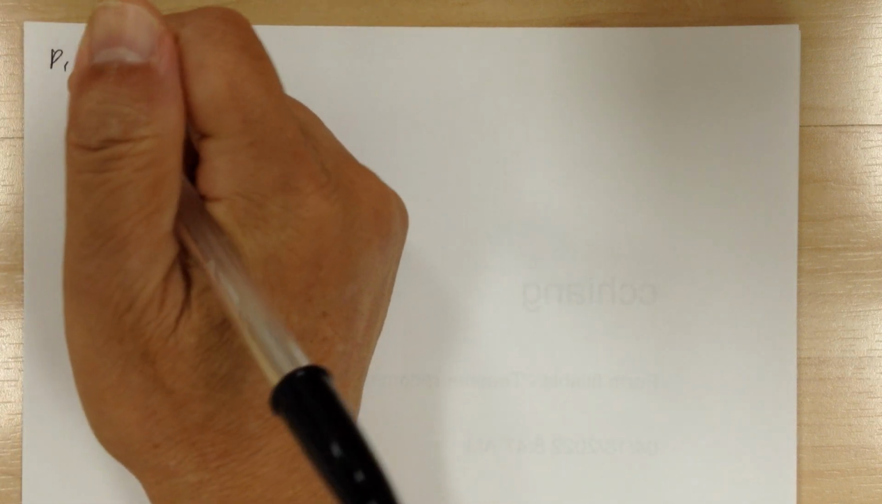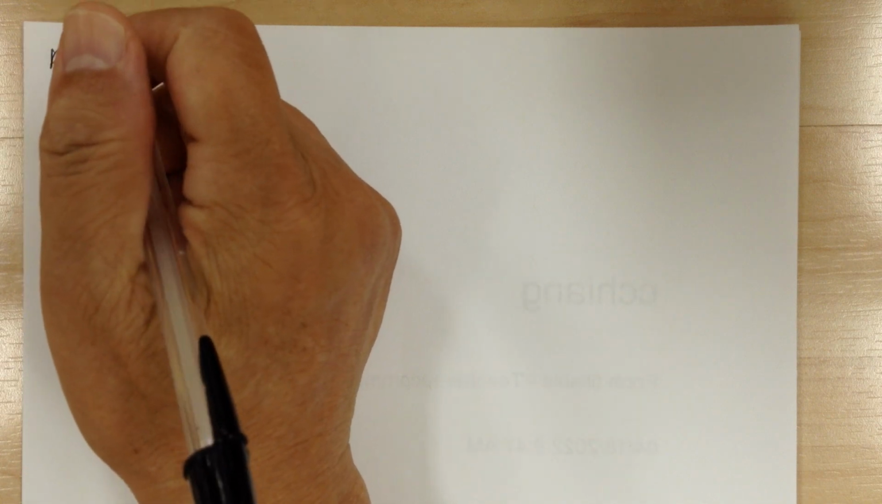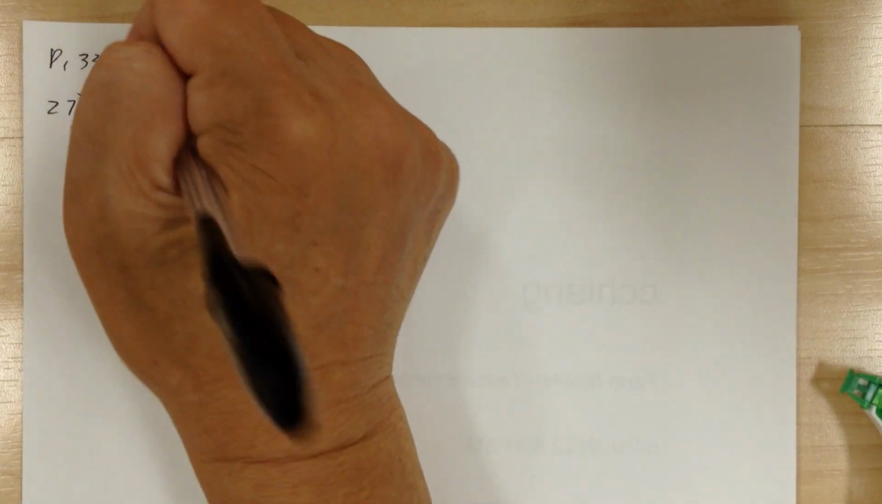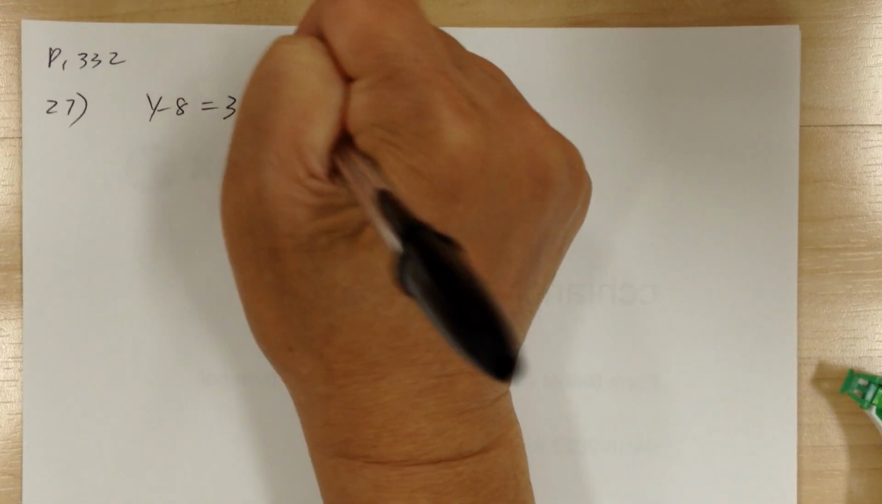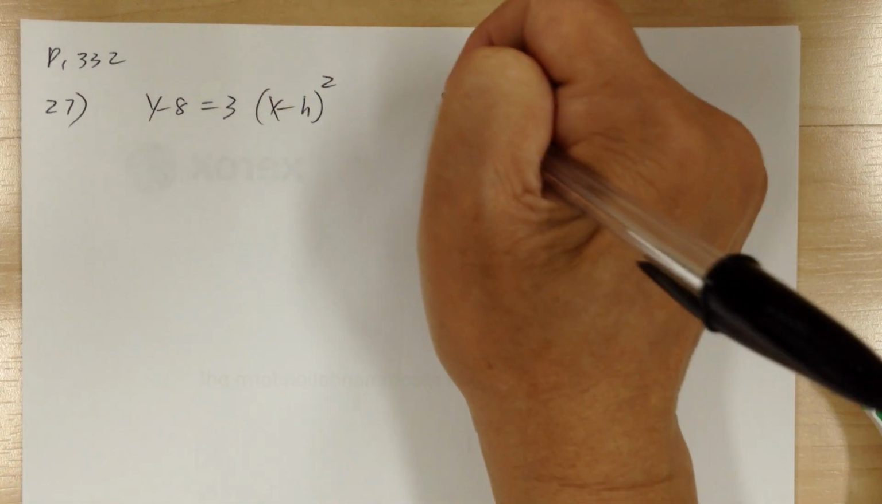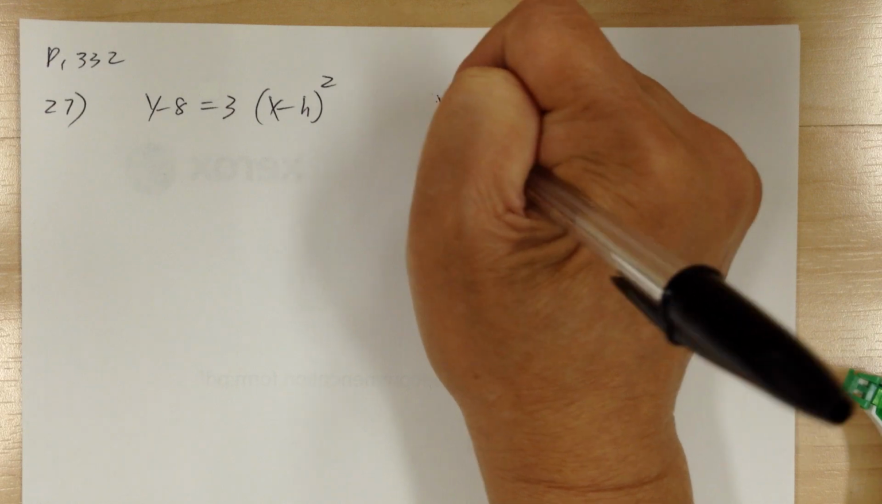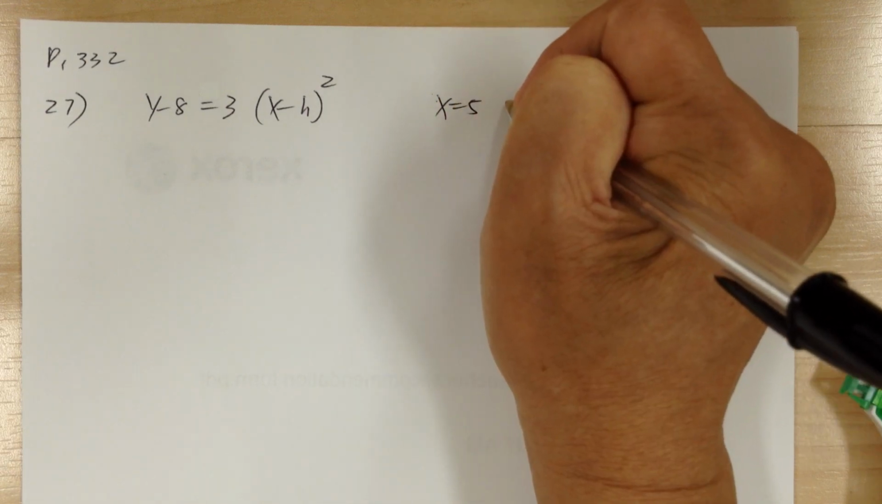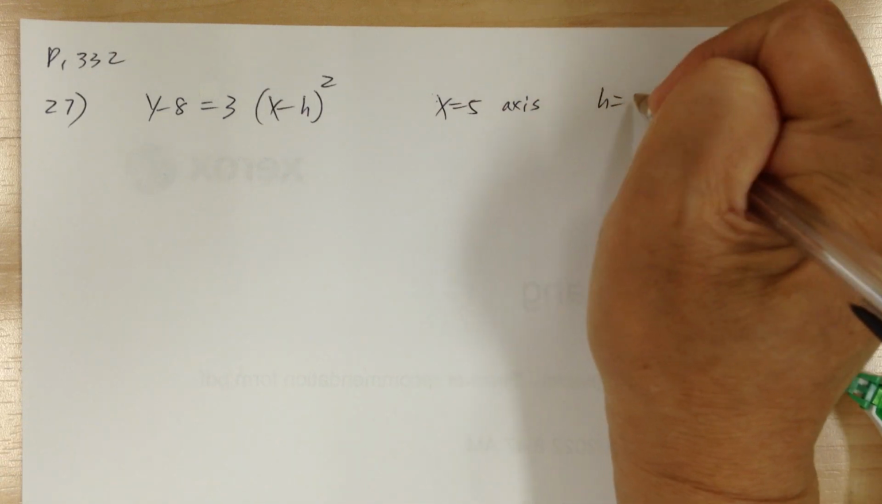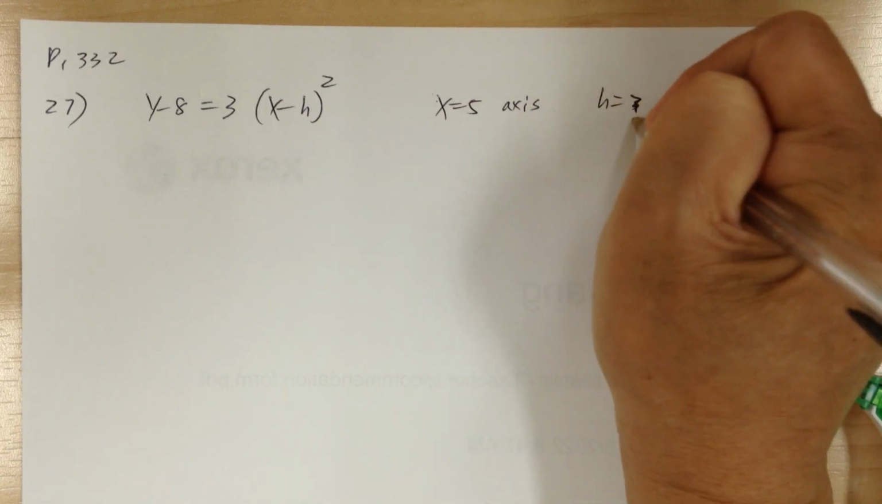We are done with looking for equations. This is number 27. You have y minus 8 equal to 3 times (x minus h) squared, and it says you have x equal to 5 as the axis. You're looking for h. Now h equal to question mark.